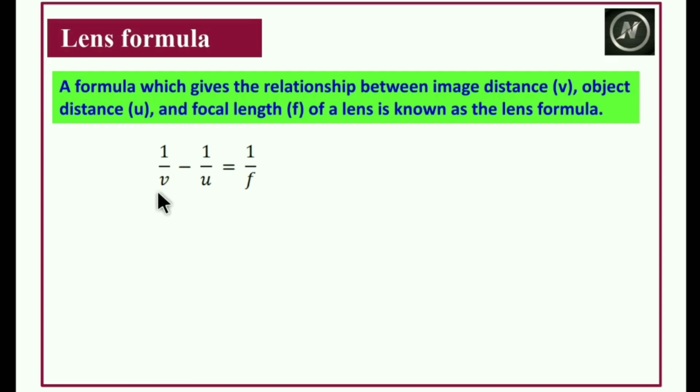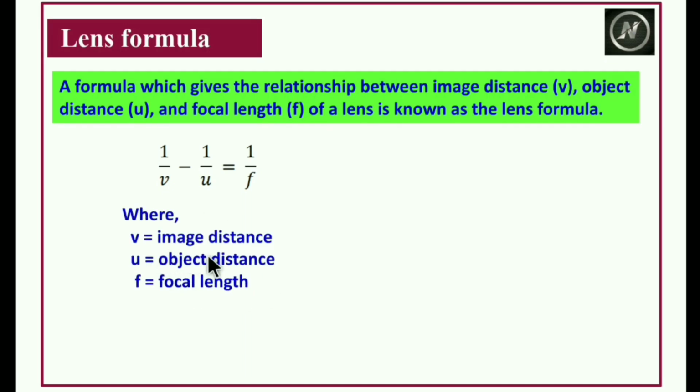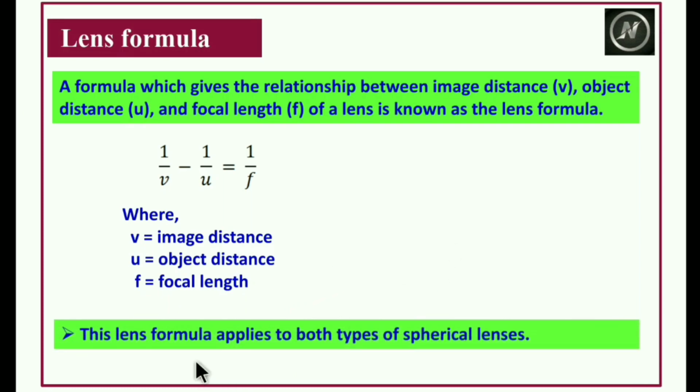So, lens formula is 1 by v minus 1 by u is equal to 1 by f, where v is equal to image distance, u is object distance, f is focal length. This lens formula applies to both types of spherical lenses.